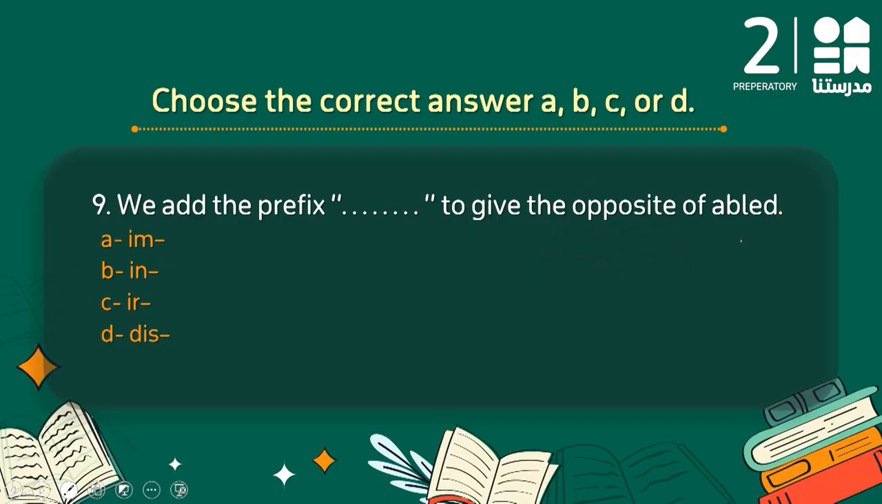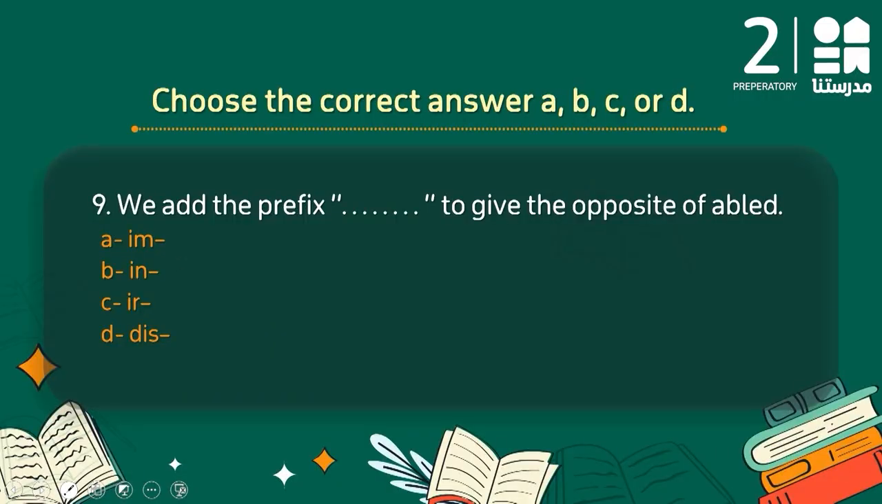Of course, abled here, so we need to think, and unfortunately, whenever I'm talking about prefixes and suffixes, we do not have a certain rule. So we need to memorize them. So let's recall them back. So do you think it's im or in or dis? It's going to be disabled, disabled, okay?